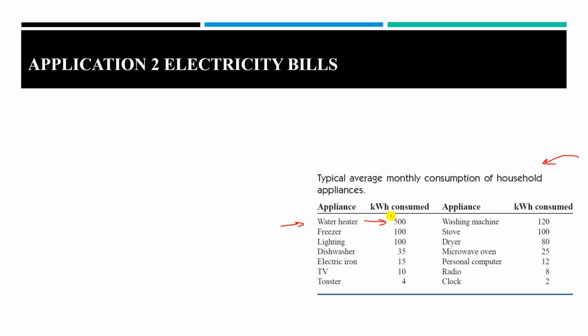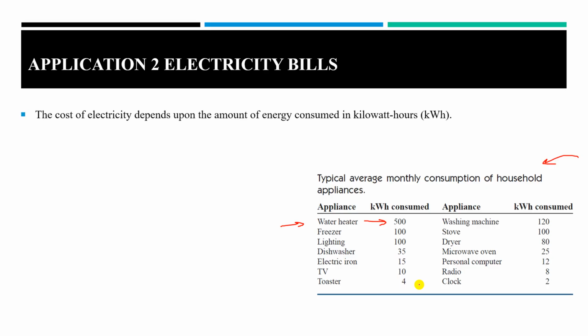So we have here kilowatt hour as we discussed before. By adding all of this, we will have the total consumption of a household. The cost of electricity depends on the amount of energy consumed in kilowatt hour. So we usually pay our bill depending on how many dollars or how many pounds for each 1 kilowatt hour.